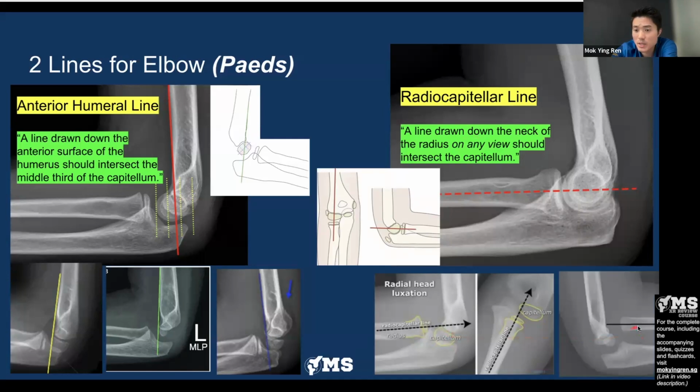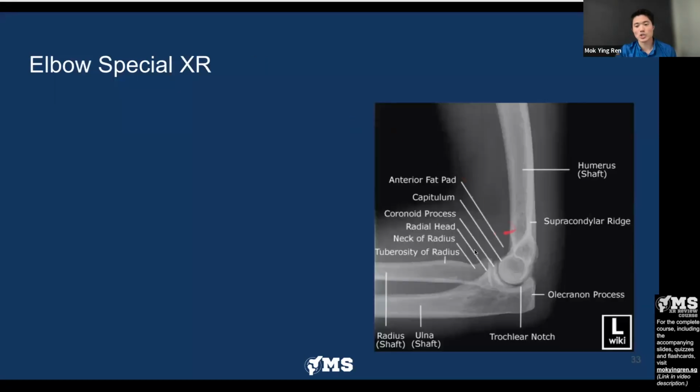Similarly to this, the radial head does not intersect the capitellum. There is a dislocation over the proximal radial ulnar joint. These are two lines in the elbow that you should be aware of, the anterior humeral line and the radial capitellar line. Now, just now we mentioned that the radial head is very much overlapped.